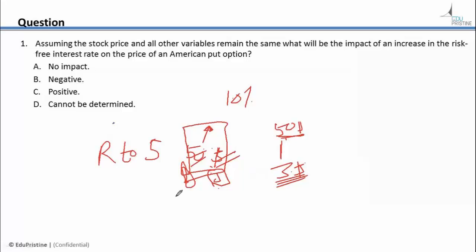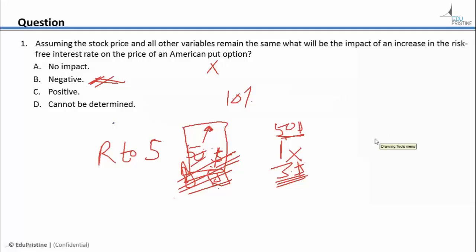So if it's a high interest rate, I will not buy a put option. I will go for selling the stock now and depositing the money, which is $50, in the bank right away. So if interest rate is high, I will not go for put option. It means put option demand is going down, the prices will go down, and the relationship is negative. If interest rates are lower, it's the opposite, I will buy the put option, and it's a negative relationship. So the answer is B.